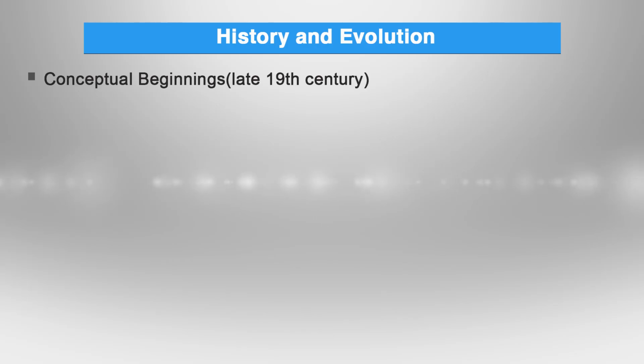Now, let us discuss the history and evolution of optical fiber. Starting with the conceptual beginning, the idea of using light for communication traces back to the late 19th century, with early experiments in guiding light through bent glass rods. First optical fiber: in 1970, Corning Glass Works produced the first optical fiber with a loss of 20 dB per kilometer, which was a significant improvement over earlier attempts.